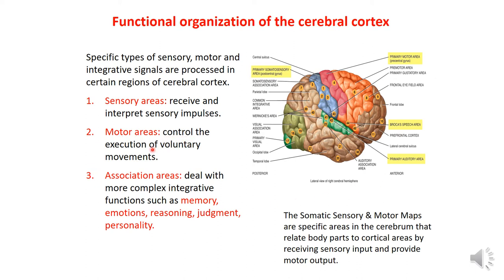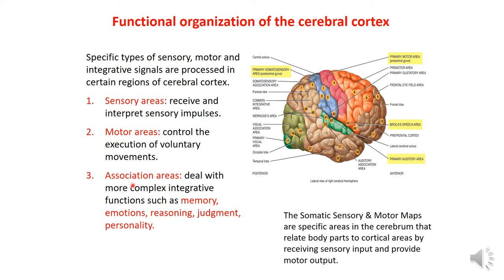Motor areas that control the execution of voluntary movement. We have here motor area 4, that is a primary motor area. This means that all the muscles of your body are coordinated mainly by what? By the area 4. We have another area which is called the area 6, or the premotor area. And what is the function of the premotor area? The premotor area is the production of the complex movements, the movement that requires the interaction of multiple groups of muscles at the same time.